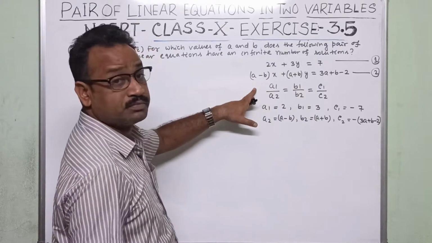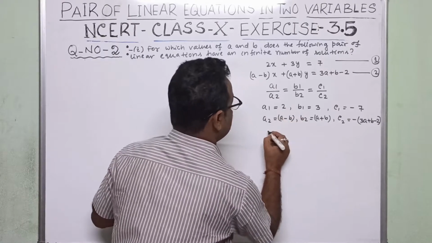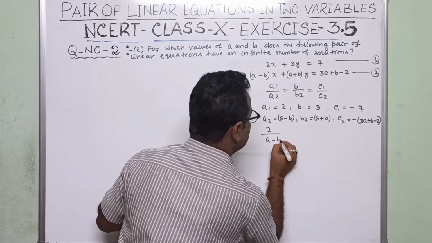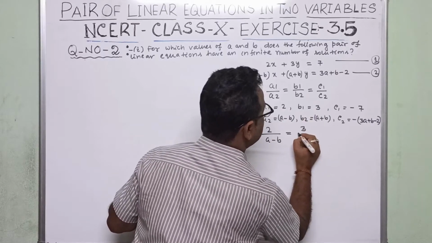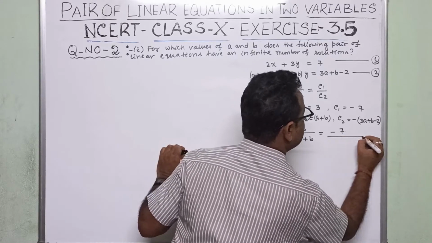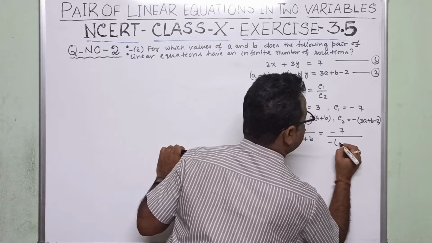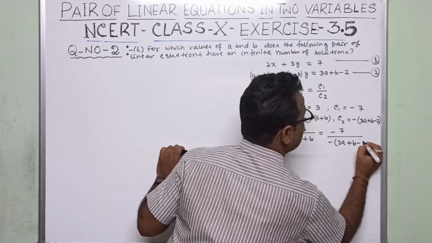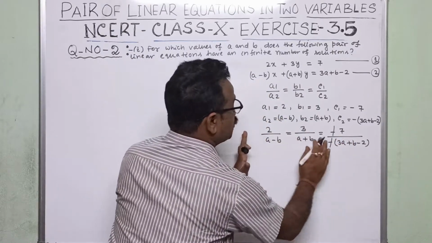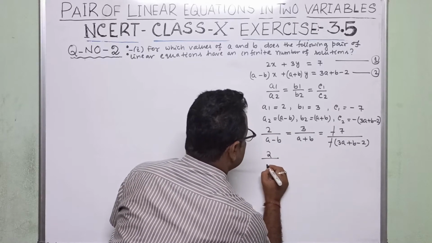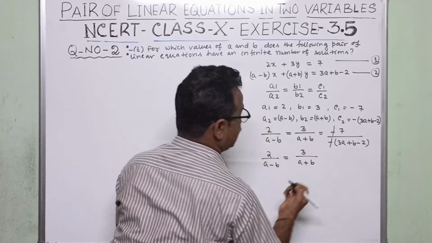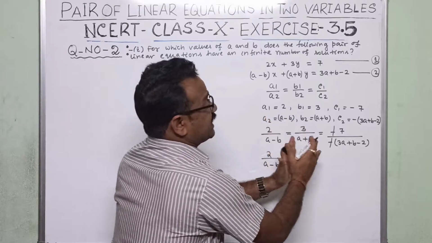Okay, now putting this condition, A1 by A2: 2 by A minus B is equal to 3 by A plus B is equal to minus 7 by minus 3A plus B minus 2, minus minus cancel. Now these two first solve. 2 by A minus B is equal to 3 by A plus B. First, second, then we will take second and third.